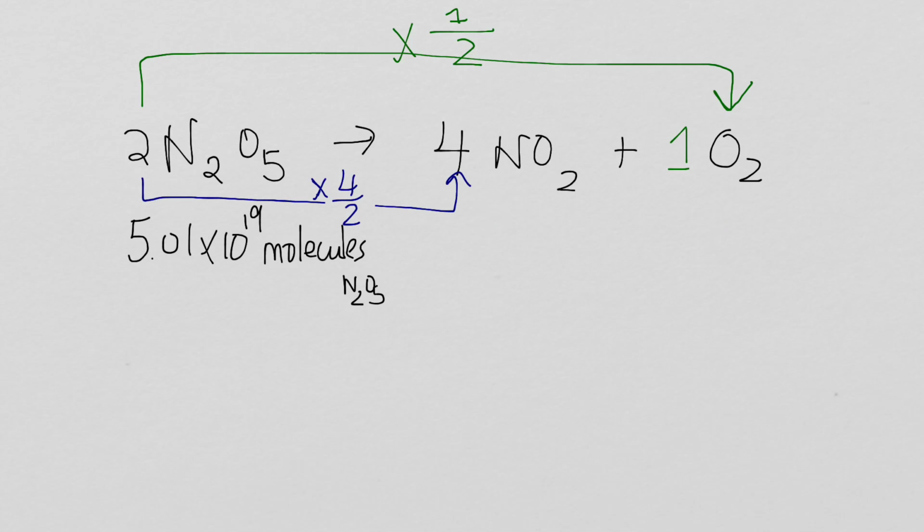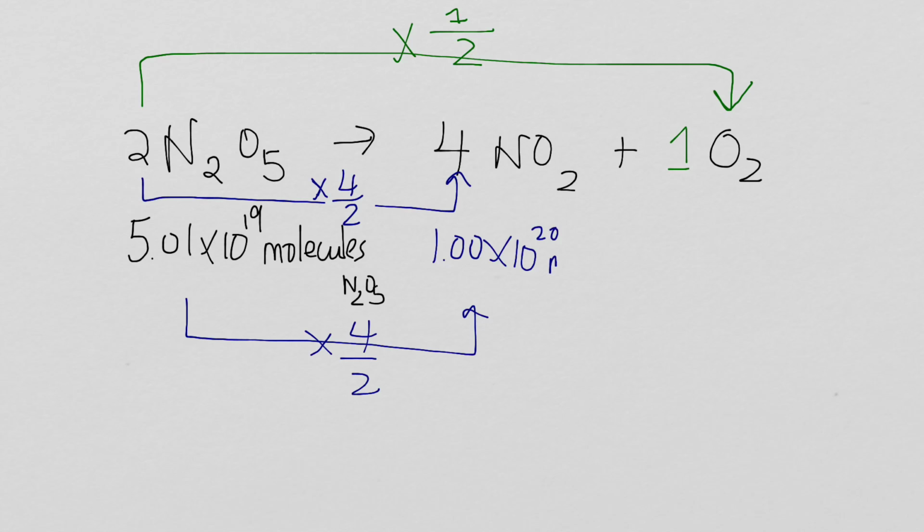So let's try doing this to figure out this quantity here. We can take 5.01 times 10 to the 19, multiply that by 4 over 2, and the answer we get is 1.00, 3 significant digits, times 10 to the 20 molecules of NO2. So that is saying that if you react 5.01 times 10 to the 19 molecules of N2O5, you will make 1.00 times 10 to the 20 molecules of NO2. This is twice as much as this quantity here.